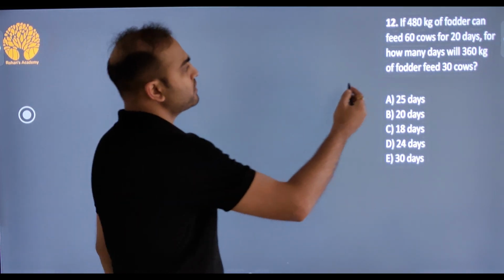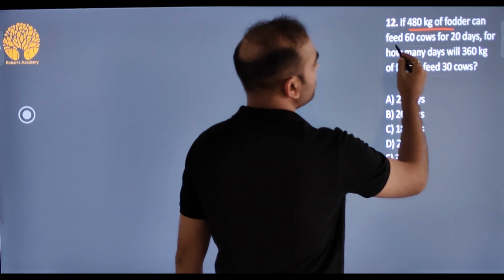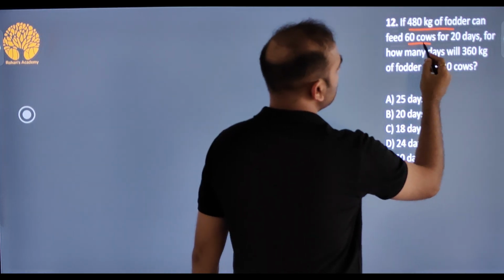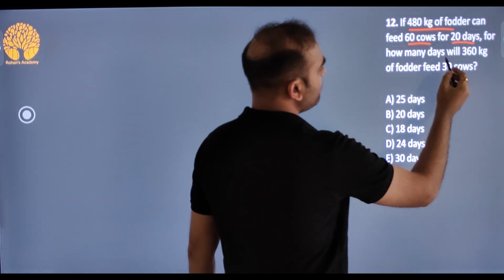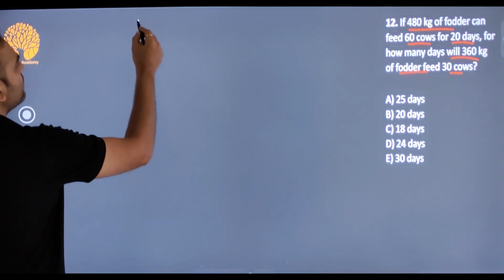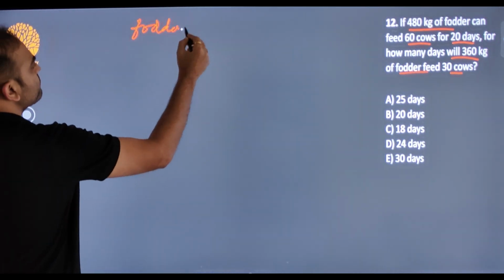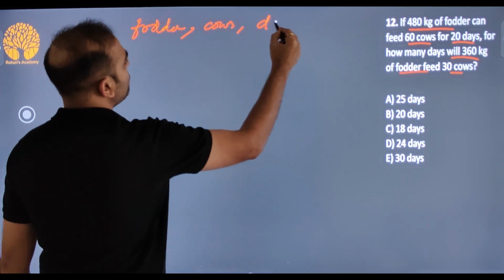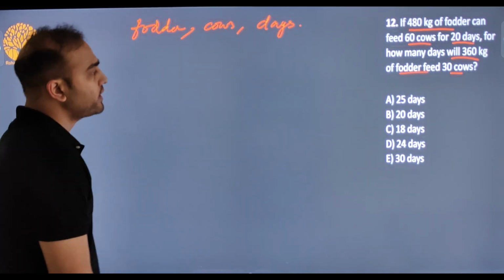It's very similar to what we did just now. We have 480 kgs of fodder that will feed 60 cows for 20 days. How much this? How many days this? So again, if you look at the variables, we have fodder, we have cows, and we have days. Okay, let's find the relationship.